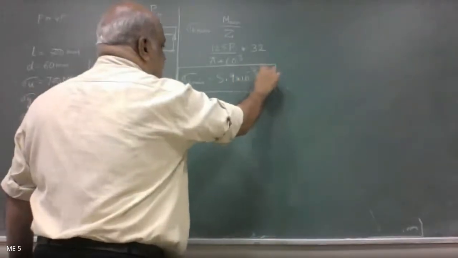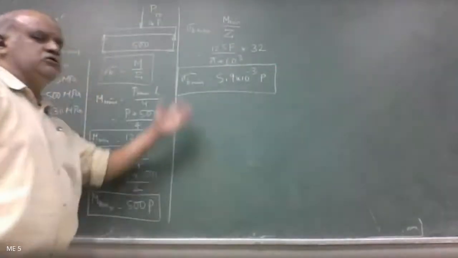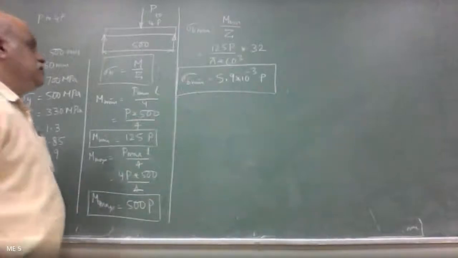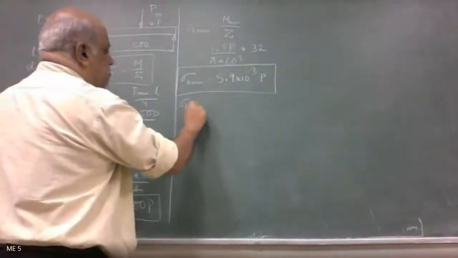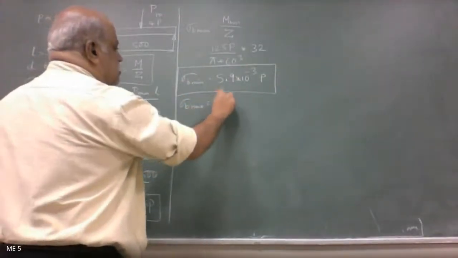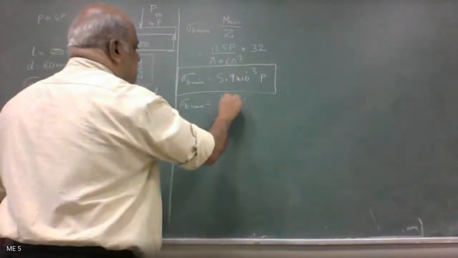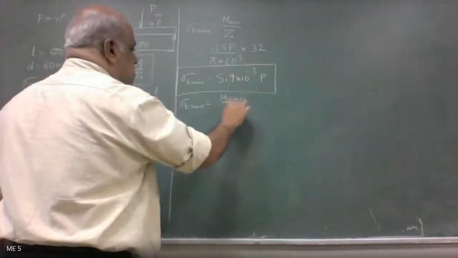So I'm getting 0.006 P, sir. Yes, sir, like 5.89 into 10 power minus 3 P. Okay, it is almost the same. Correct? Next, sigma B maximum is equal to M max divided by section modulus Z.